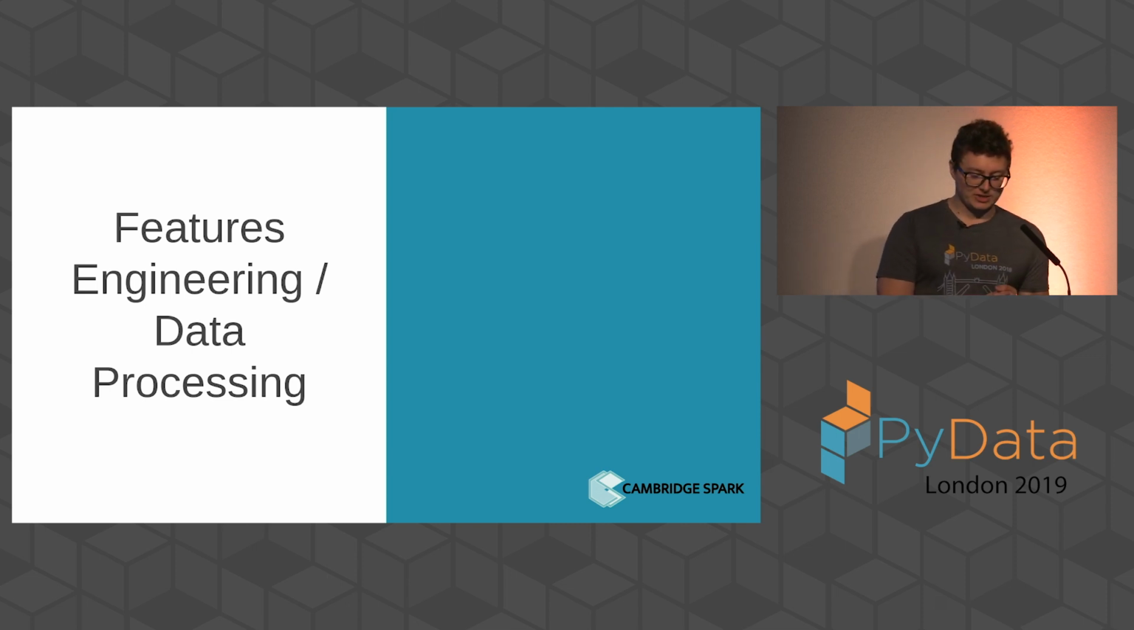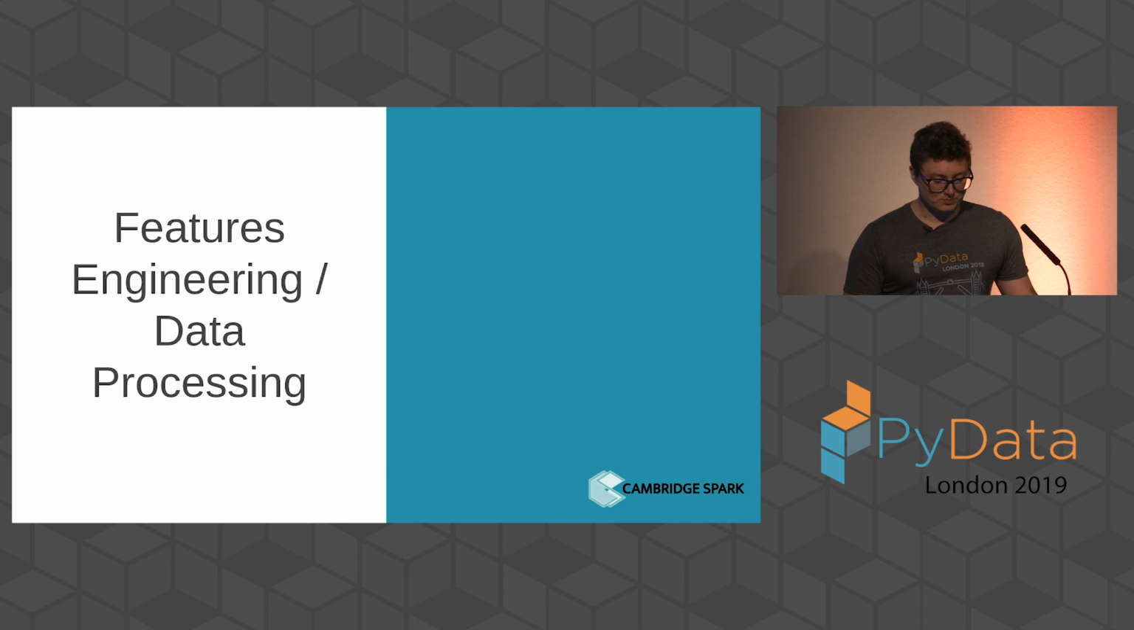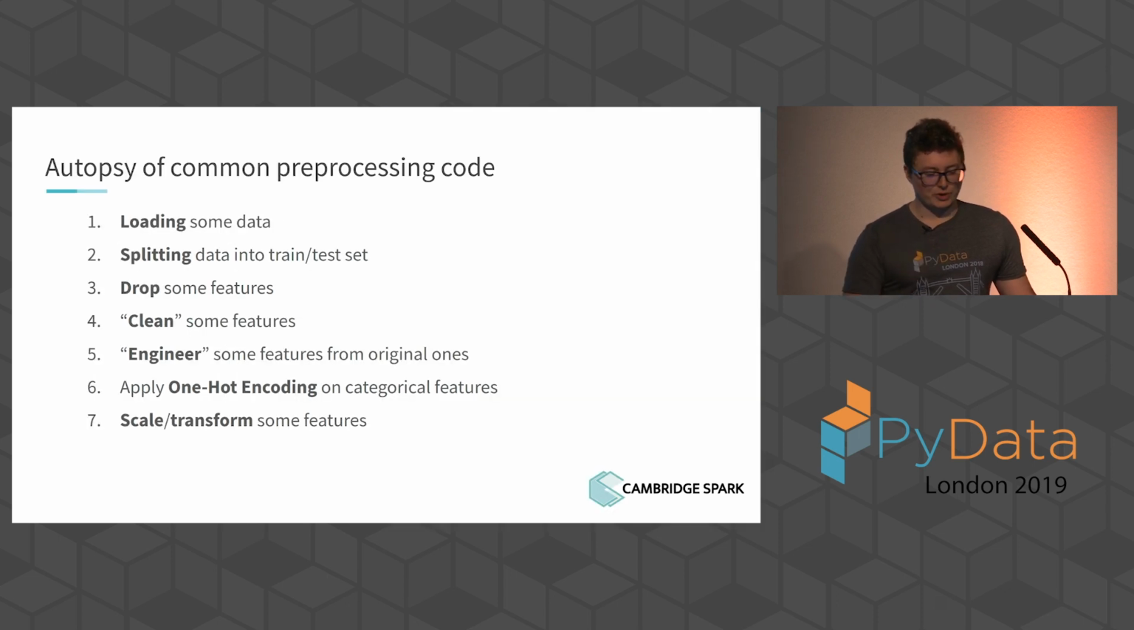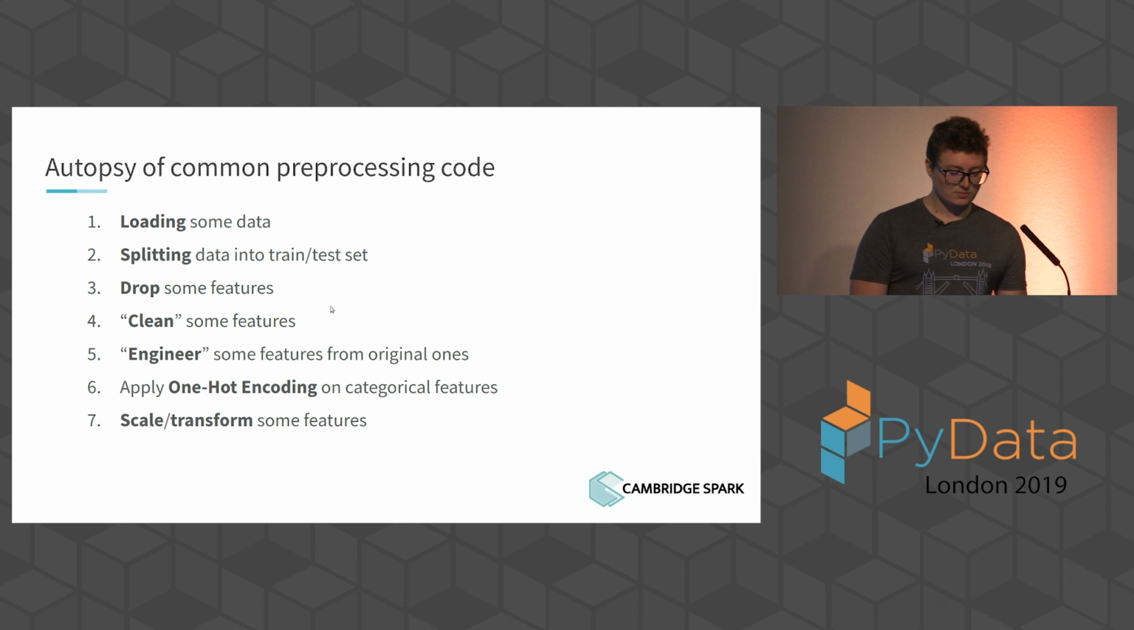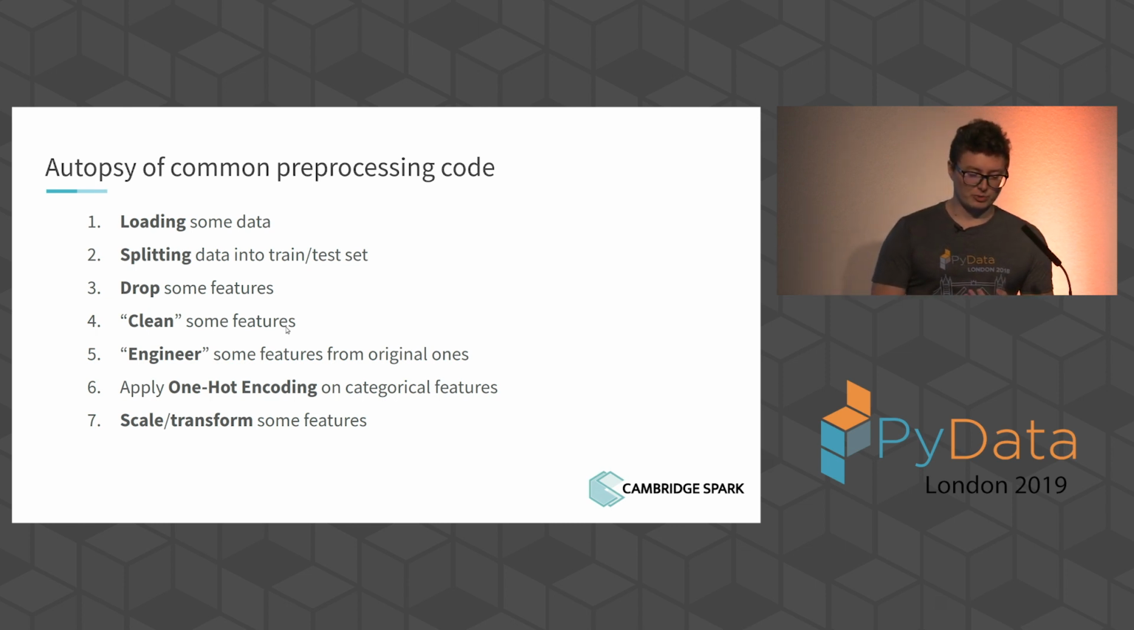So the first thing I'd like to talk about is how do you make your feature engineering data processing stage more maintainable. So again, let's focus a little bit on what we need to do here. For pre-processing, you will need first to load some data. You will need to split into some training data, some test data. You will probably need to drop some features. You don't need everything there. You will need to clean some of them, so remove the null values. Maybe you'll need to remove some outliers as well, all sort of operations like this.